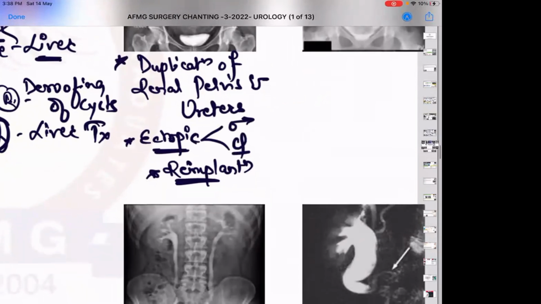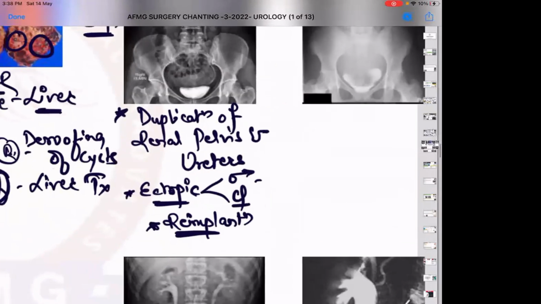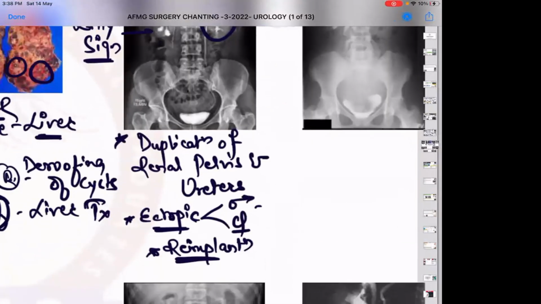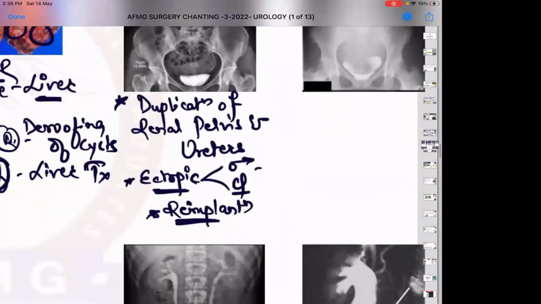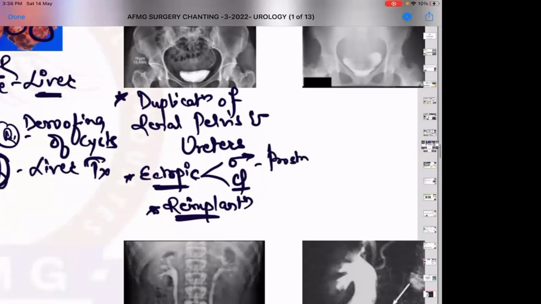Most common site for ectopic ureter in males and females. Jaldi. In males, it is usually the prostatic urethra, and therefore the male patient would be at a higher risk of urinary tract infection.